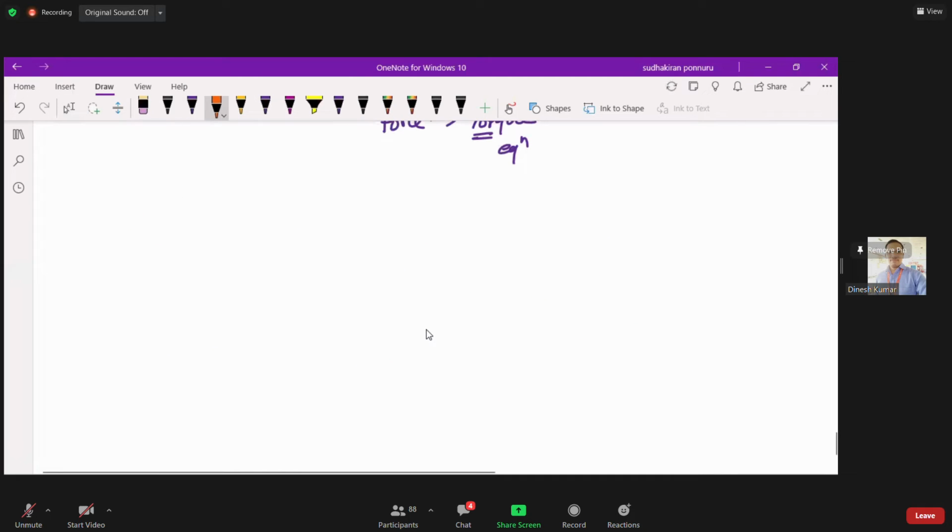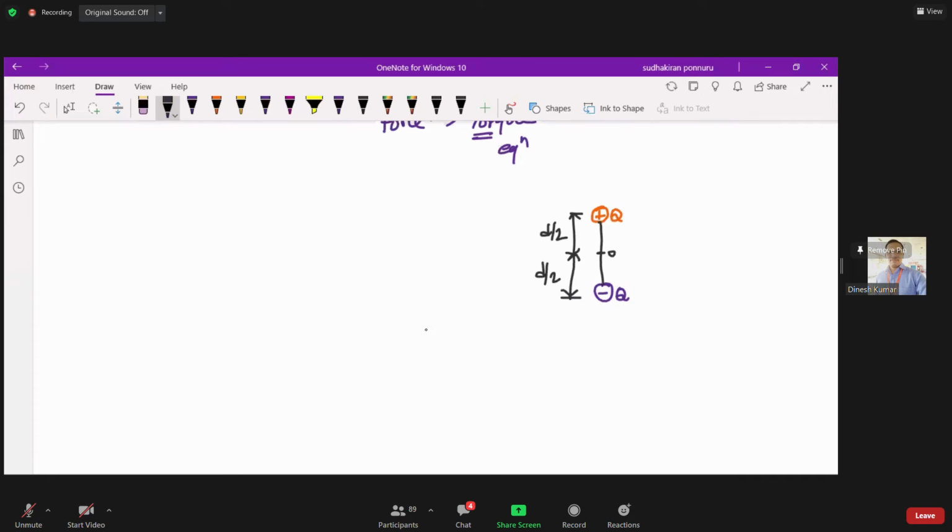So dipole is nothing but what? Two equal point charges: this is a plus q point charge, and we are going to have another point charge of minus q. These two point charges are separated by a distance d. Suppose this is at the origin, then this value becomes d by 2, and this becomes d by 2. And this is a dipole.